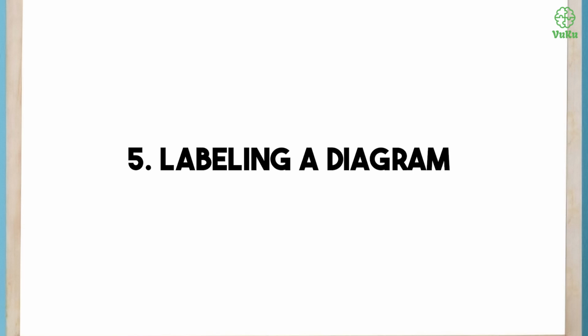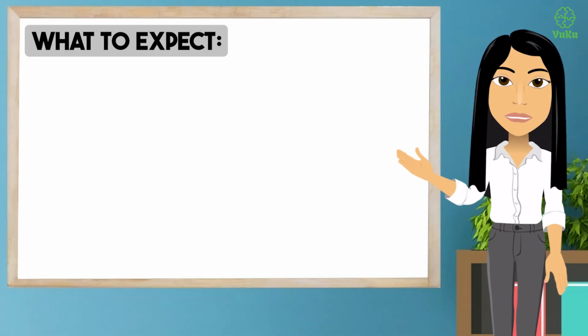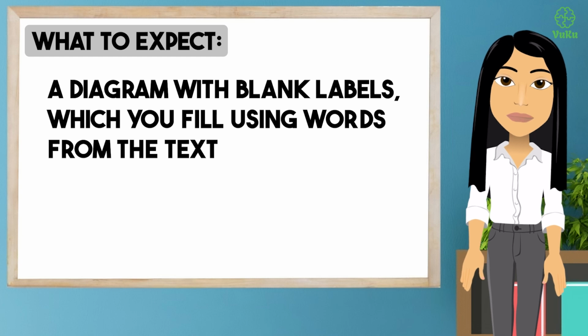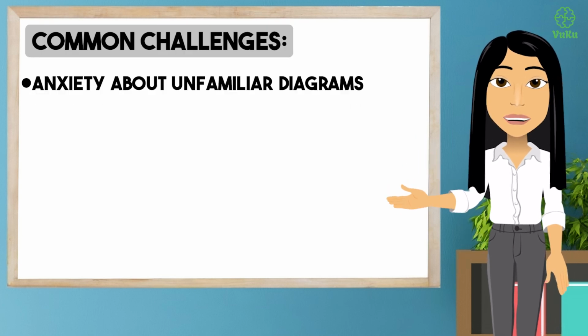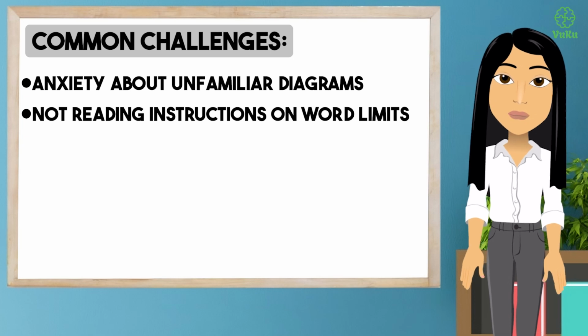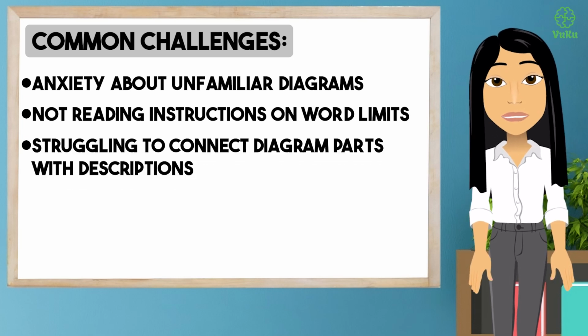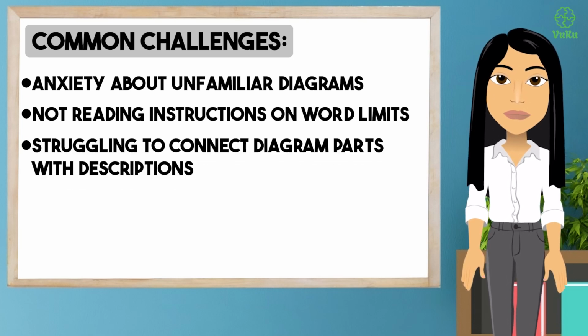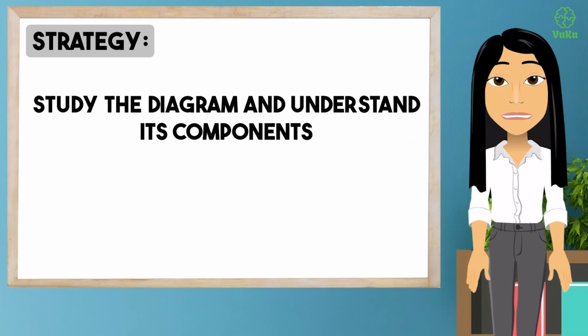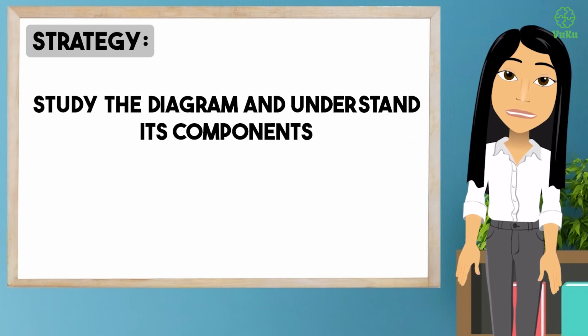5. Labeling a diagram. What to expect: a diagram with blank labels, which you fill using words from the text. Common challenges: anxiety about unfamiliar diagrams, not reading instructions on word limits, struggling to connect diagram parts with descriptions. Strategy: read instructions carefully. Study the diagram and understand its components.